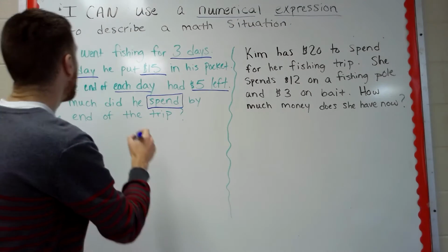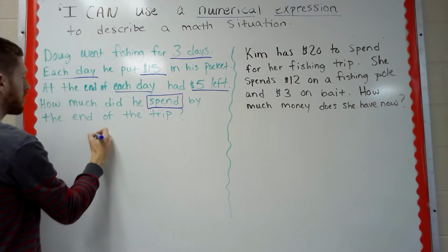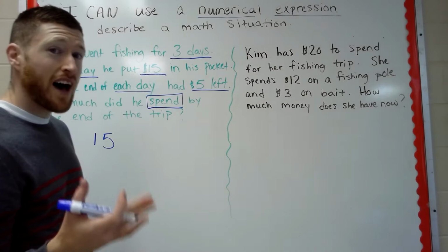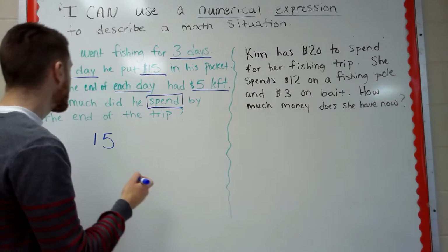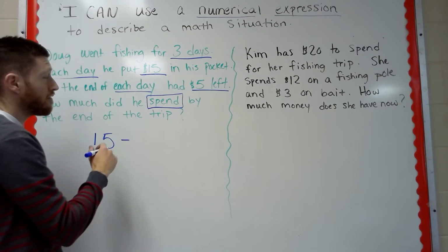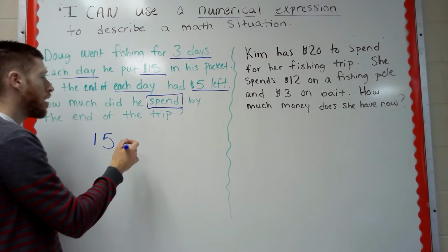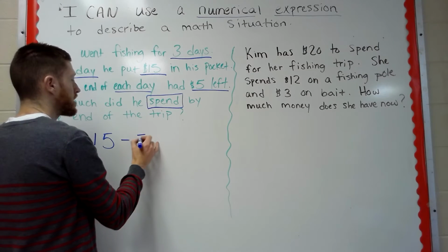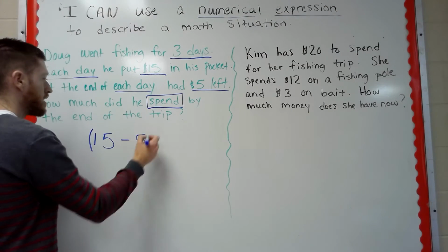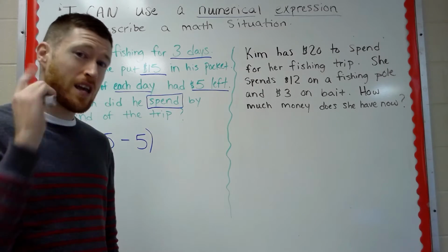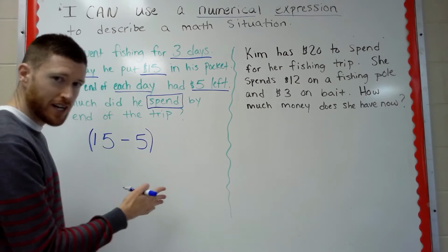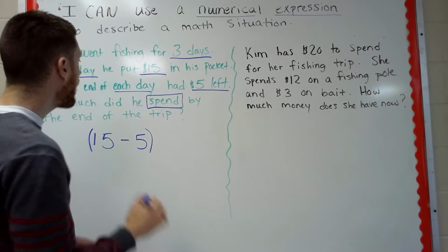Each day he puts $15 in his pocket, so let's write $15 down. And at the end of each day he has $5 left. So we know that he is spending $10 because 15 minus 5 is 10. So we could represent this as 15 minus 5, because that would give us the $10 that he's spending. This would represent how much is being spent in 1 day. 15 with 5 left at the end, and we know that's already 10. But the question is, how much did he spend by the end of the trip?